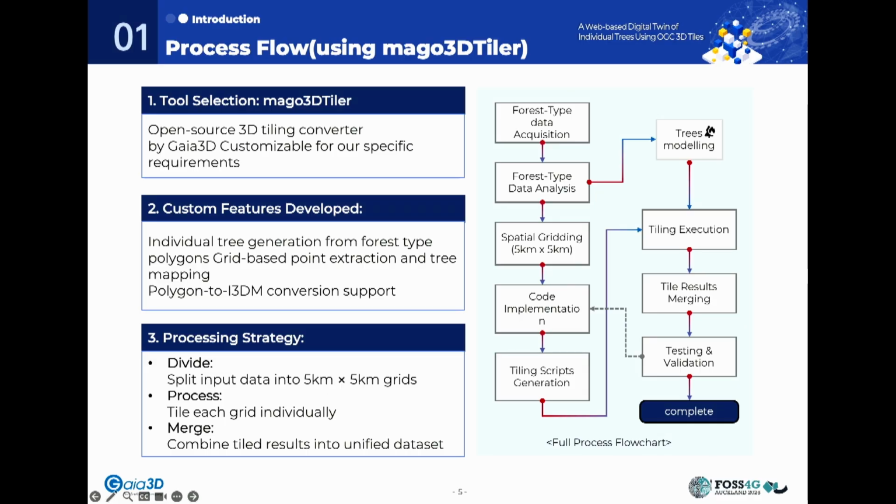Our processing workflow works like this. First, we divide the input data, the forest type map, into 5 by 5 kilometer grid units. Then we tile each grid separately. Finally, we merge all the tiled results back together. With this divide, process, and merge approach, we were able to handle large-scale nationwide data efficiently. This workflow allowed us to convert Korea's entire forest inventory into a web-based 3D digital twin at the individual tree level.